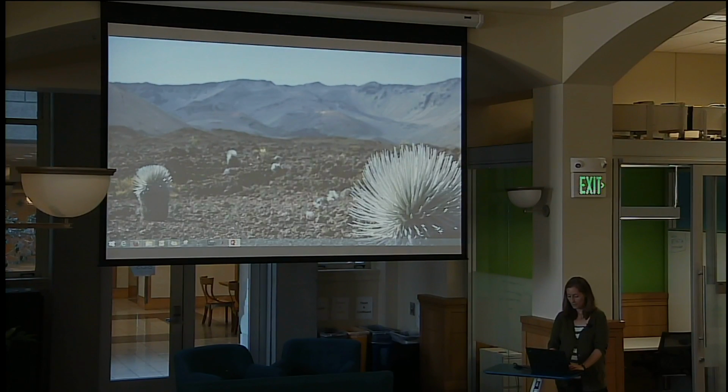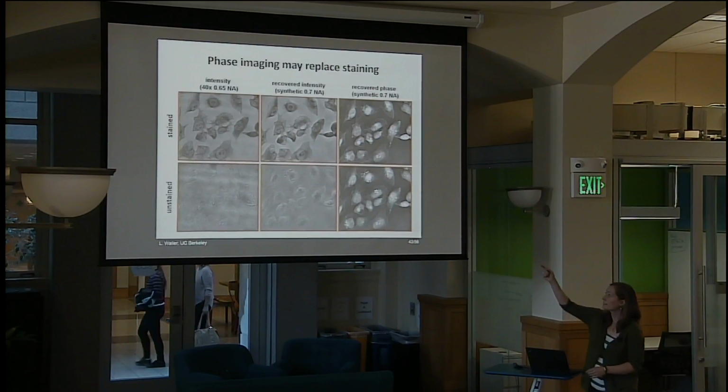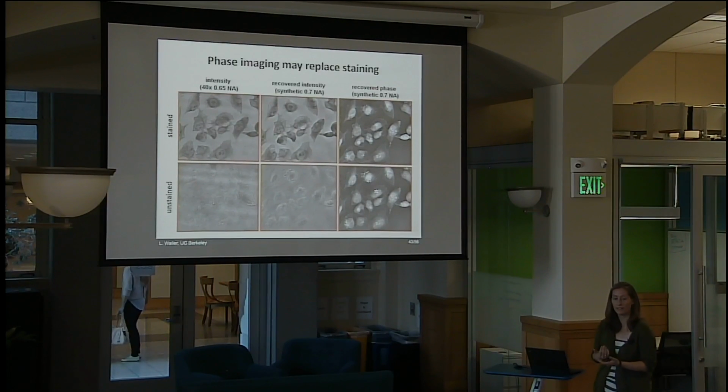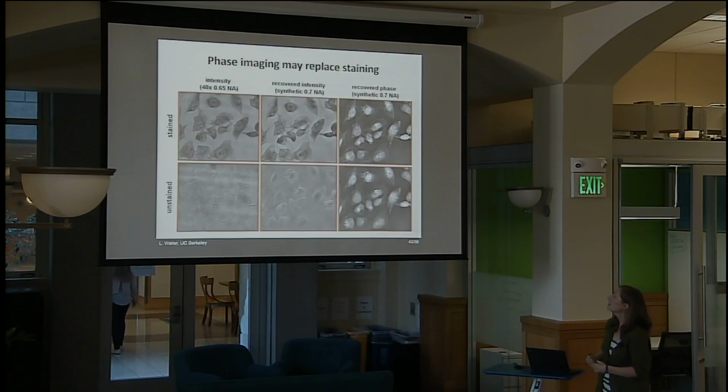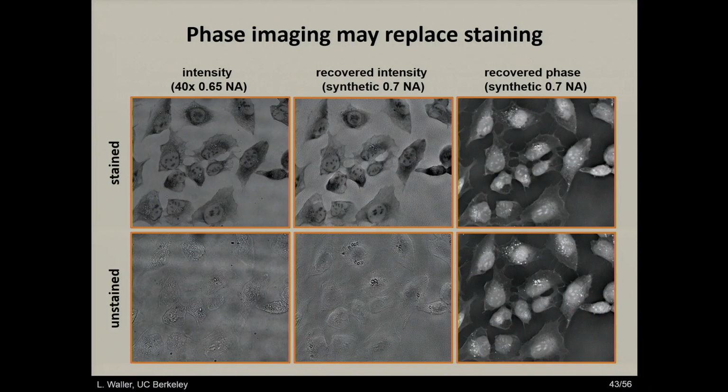Here it is. Sorry. So this is just from another presentation. So this is stained versus unstained. We took the same sample and we stained it ourselves. And you can see, of course, the stained intensity is different versus unstained, but the phase looks essentially the same. And actually, this is a really important point for what quantitative phase imaging is going toward.